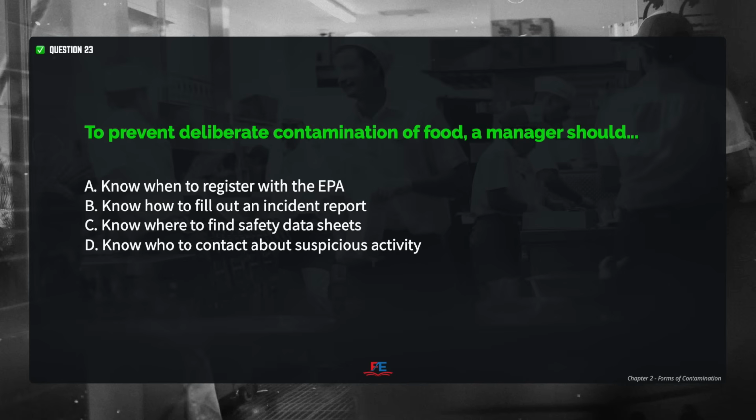Let's move on to question 23. To prevent deliberate contamination of food, a manager should, let's take a look at the answers here. A, B, C, or D. Which one is it? Well, A, B, and C are all valid tasks, but don't directly prevent intentional contamination. They're administrative, not preventative. The correct answer here is D.